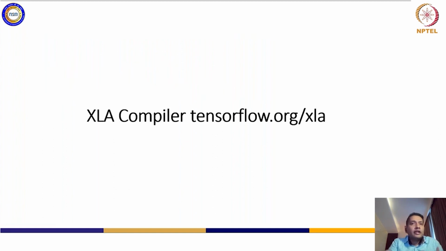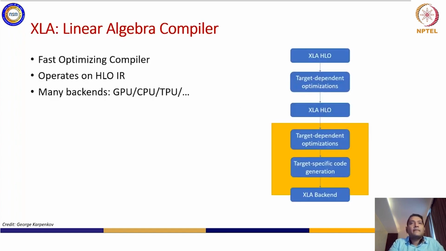So that's where this XLA compiler comes in, which of course is still in an experimental phase, and lots of research is going on, but the stable version is with us, so we can use that. We will see the XLA compilation flow, but the XLA compiler is the answer to the limitations of tf.function we were talking about.